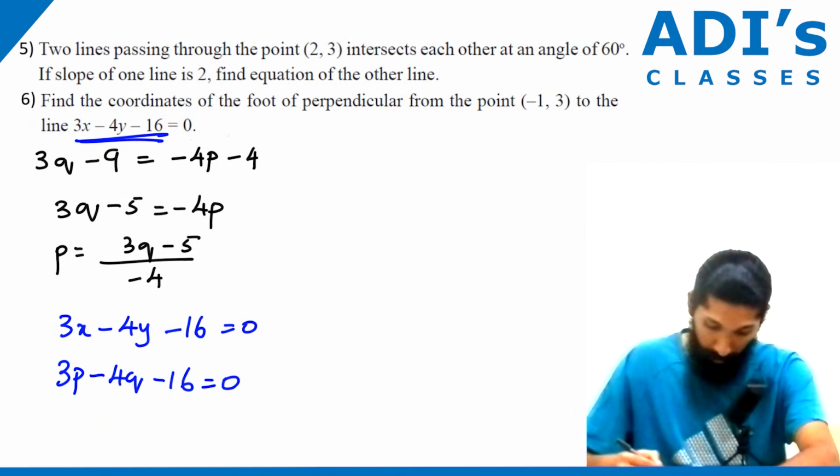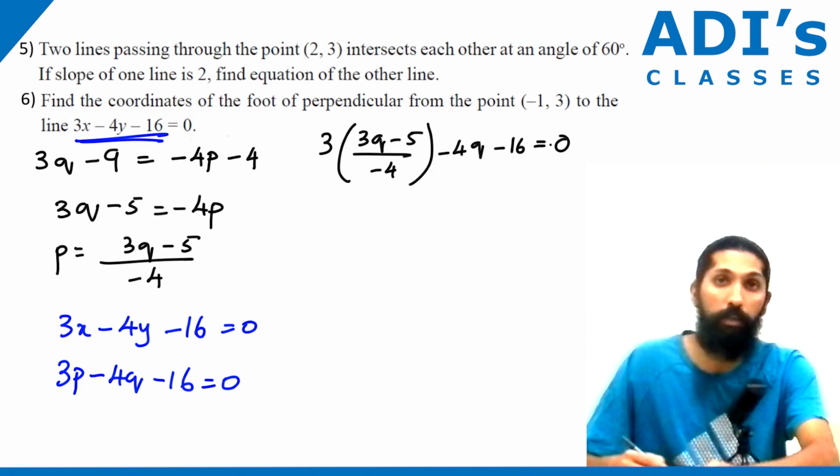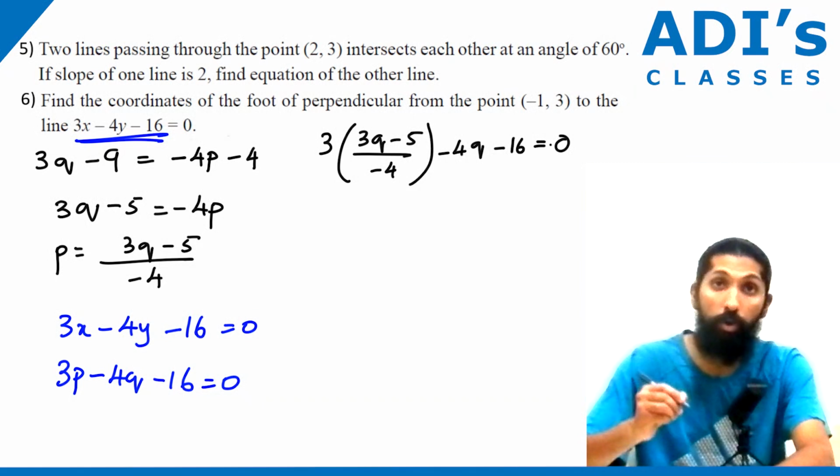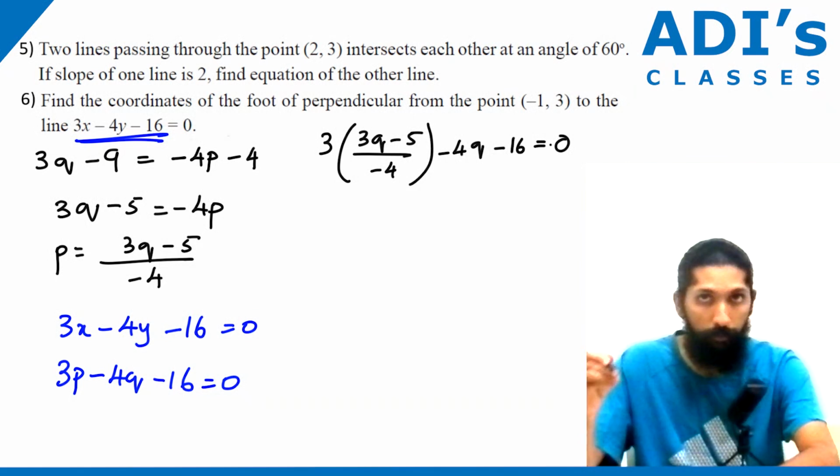If you substitute now, see what you are going to get. 3 into (3q minus 5) divided by minus 4, minus 4q minus 16 is equal to 0. Now, it's a linear equation in a single variable. You have to solve for q. Correct? Once you solve for q, you will get the value of q.